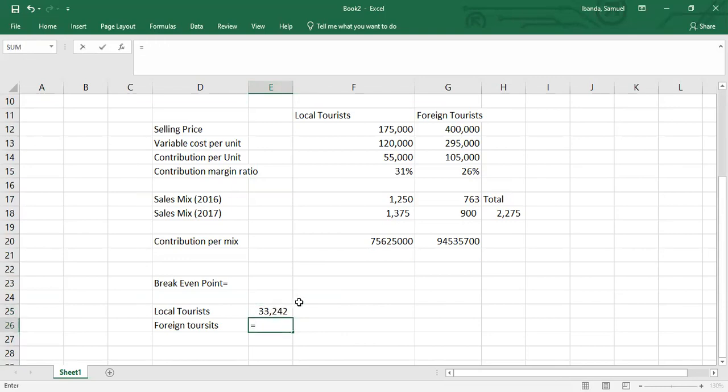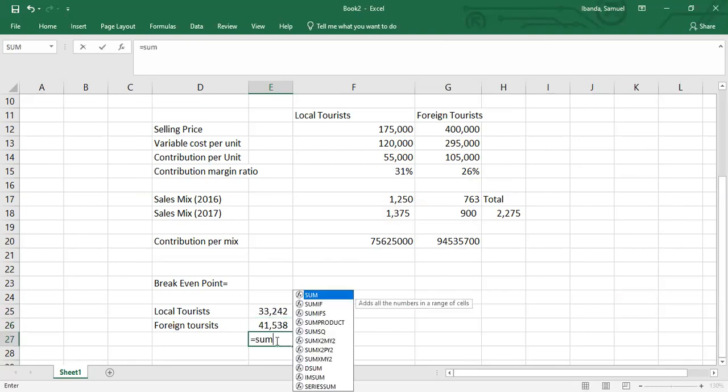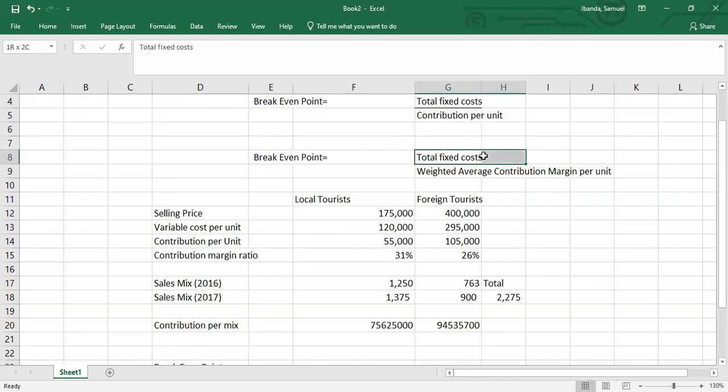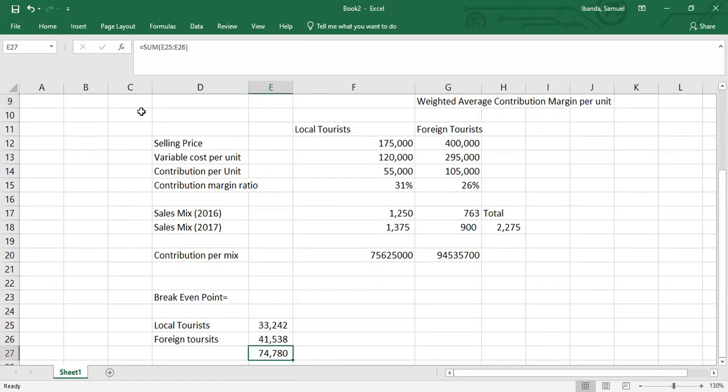and the other one will be 105,000 times 900 divided by 2275. Right, so that is what I'll have. Then I'll get a summation of this, which gets me to 74. So my formula will be the total fixed costs, which I can get from the other side, divided by the weighted average contribution per unit, which is this 74.